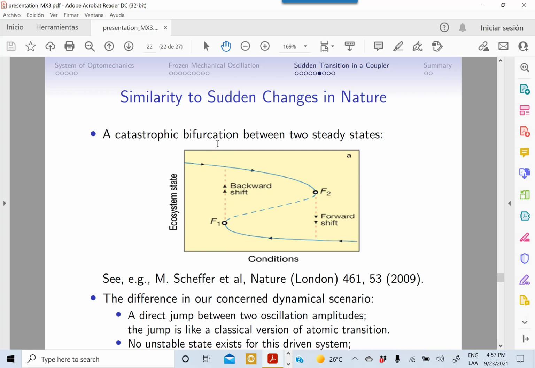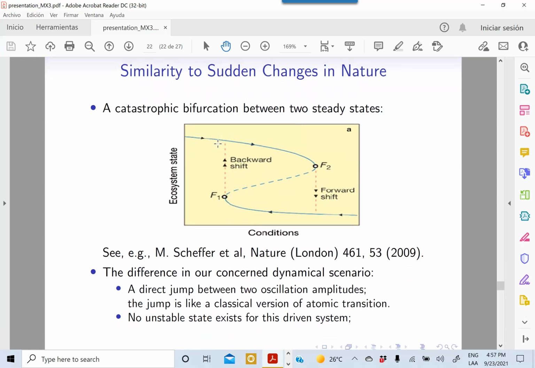So in the mathematical model for catastrophic bifurcation like this, it's well known. When a condition parameter changes beyond a limit, the steady state of the system jumps from one steady state to another. It's a sudden jump that totally changes the property of the system. Like this, see, like this.